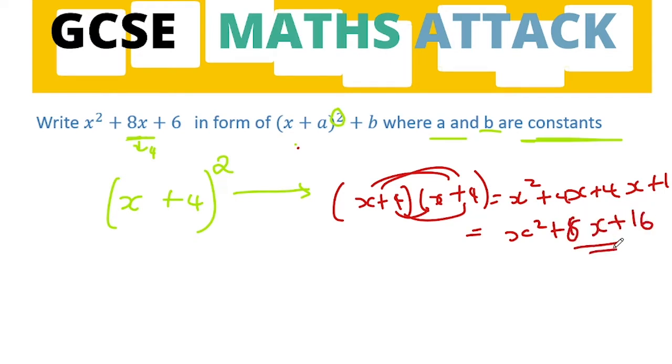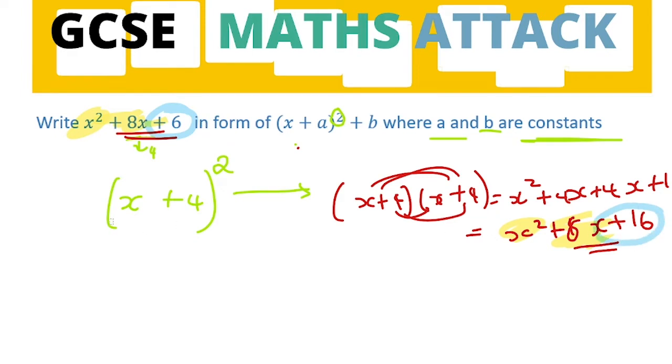Now you can see that we have an 8x over here and we have an 8x over here. So we've just partially got there. Now, I'm just going to compare both of these expressions. I have x squared here, I have x squared over here, I have plus 8x over here, I have plus 8x over here. However, over here I have plus 6 and I have plus 16.